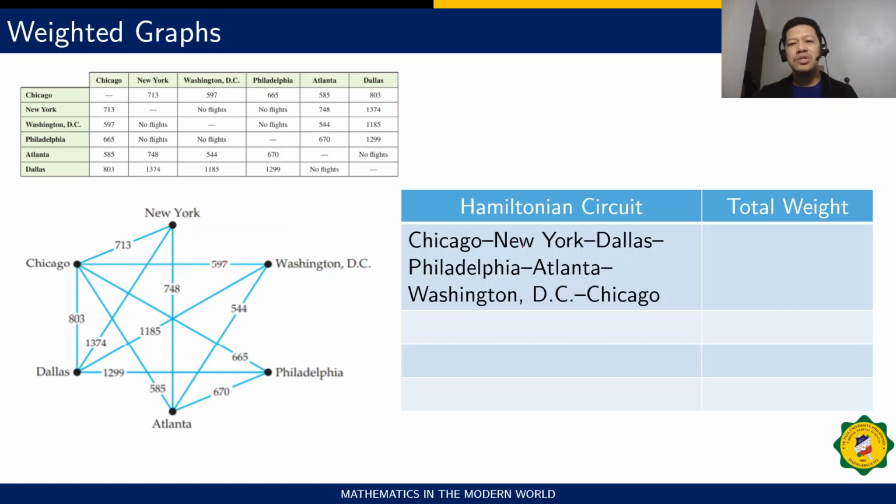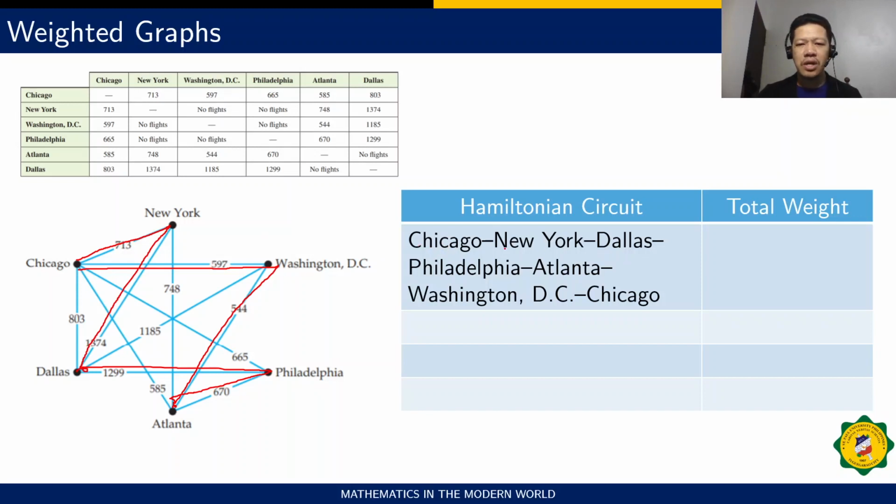Regarding the Hamiltonian path, don't forget that we need to visit each city exactly once. You may use any available edge, but you need to visit each city exactly once. One example of a Hamiltonian circuit is from Chicago to New York, to Dallas, then to Philadelphia, then to Atlanta, then to Washington, and then back to Chicago. As you can see, we visited the cities exactly once. We do not repeat. And then there's a total weight. You have to sum it up.